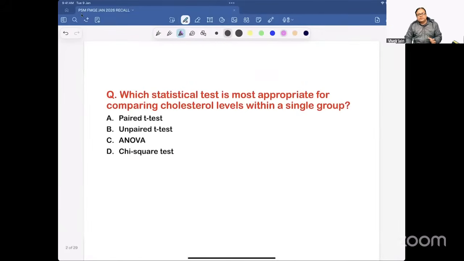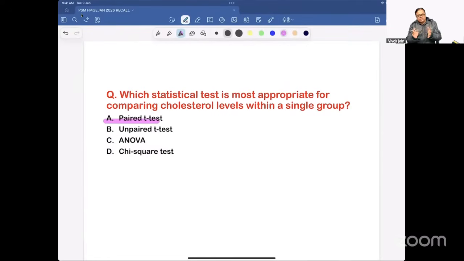Okay, friends, this was one question which we were having. Which statistical test is most appropriate for comparing cholesterol levels within a single group? Just go back to what we had discussed in the mission classes or even in the marathon rapid revision classes. When you are comparing cholesterol level in a single group, that means we are taking two values, before and after. Before, after means which test are we going to apply? Please confirm if the choices were correct. Yes, it is paired student t-test.